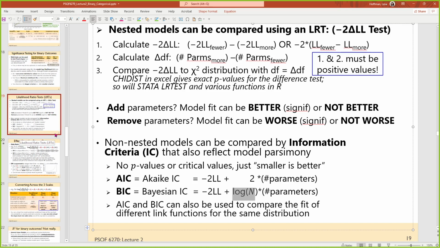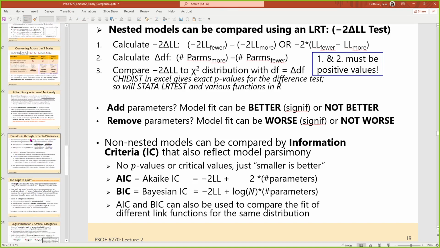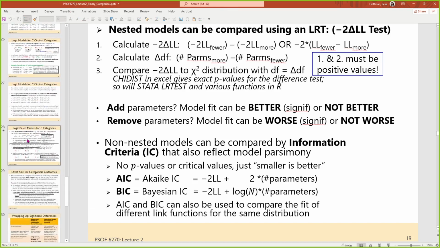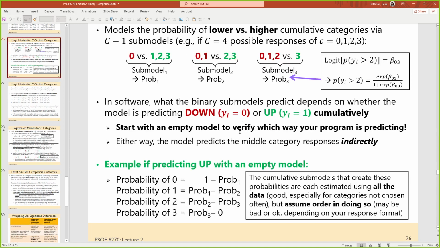Do you want to jump back into proportional odds models then? Why not, right? We're all here. So, reminding us briefly how models for ordinal data work, which is what we're talking about at the moment, and then we'll get into nominal.